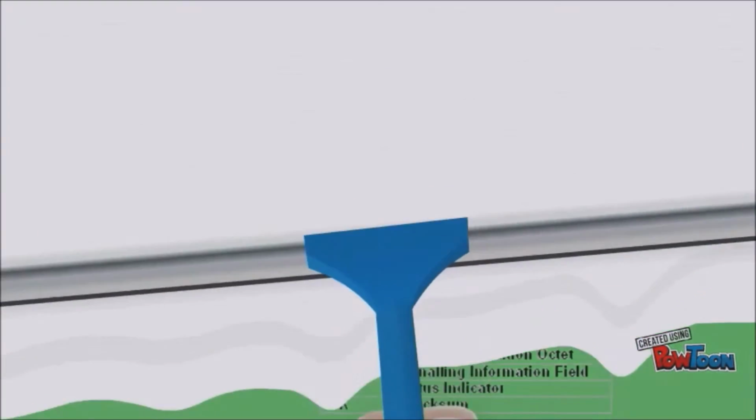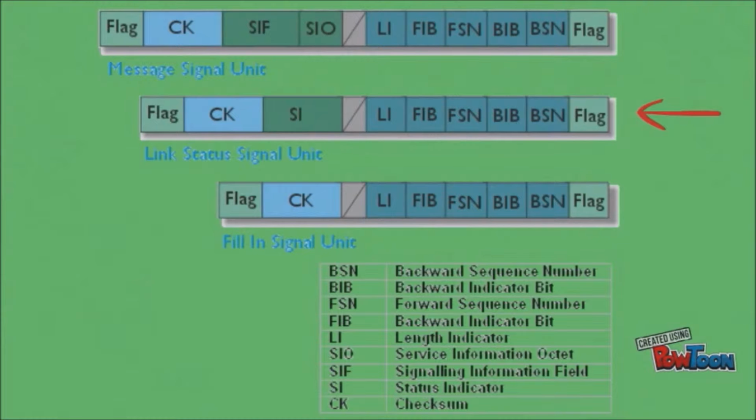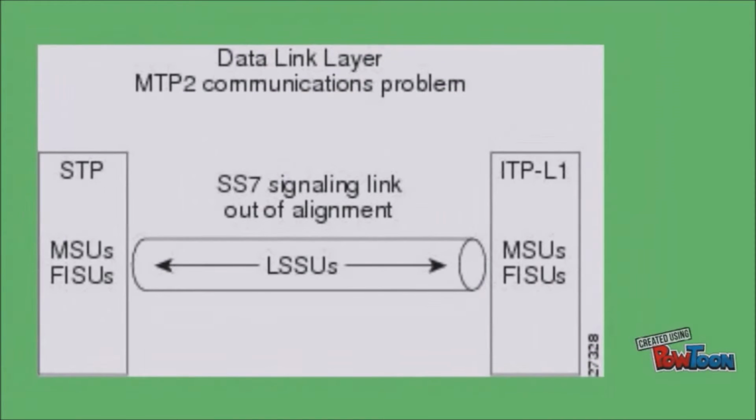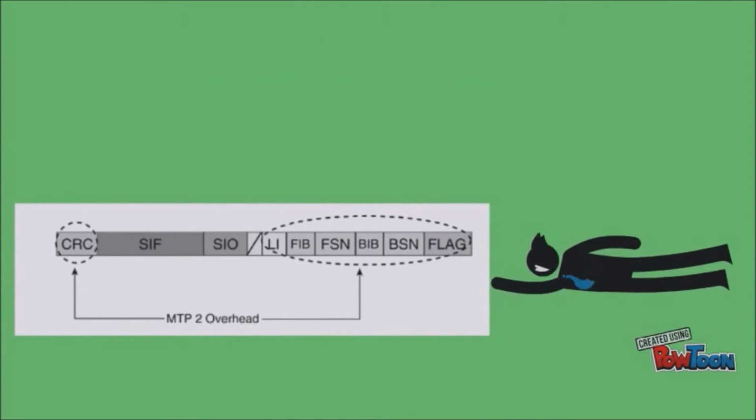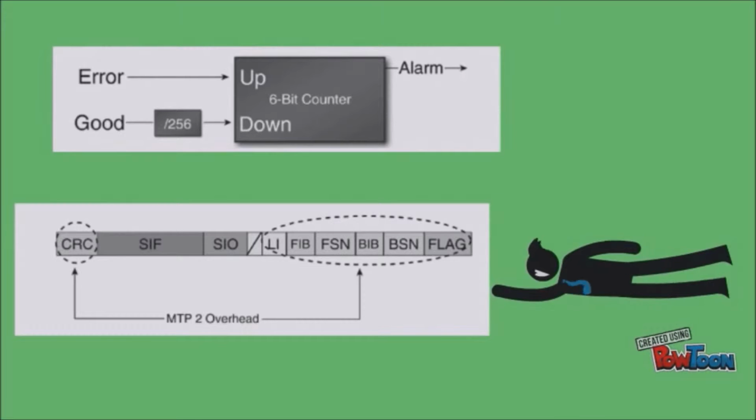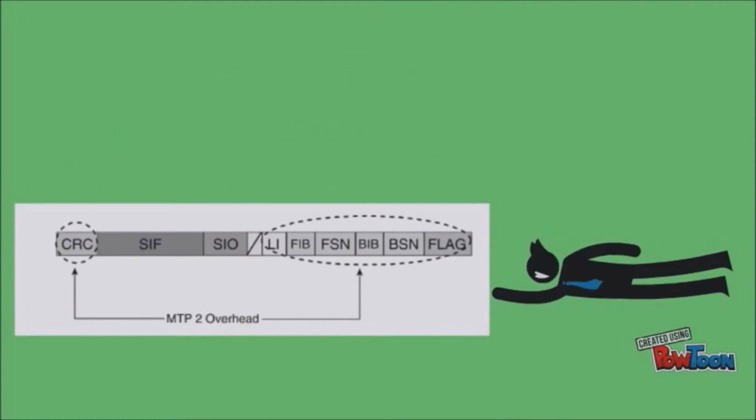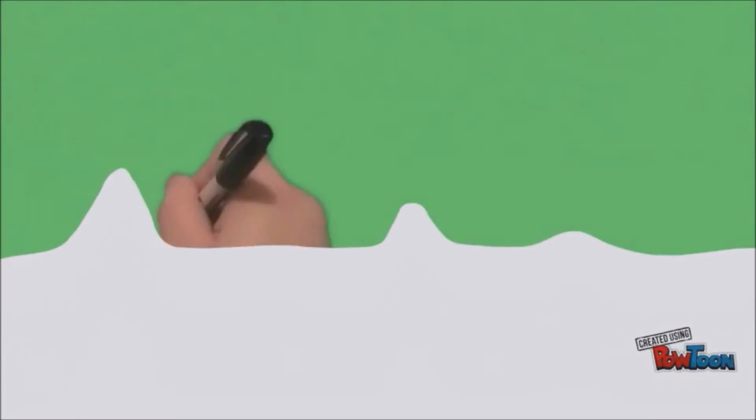LSSU indicates the link status and indicates a signaling point status to the remote signaling point. FISUs are sent when there are no LSSUs or MSUs to be sent. A cyclic redundancy check, CRC, checksum is calculated for each FISU, which allows faulty links to be identified quickly and taken out of service. MTP3 performs the network management and routing.